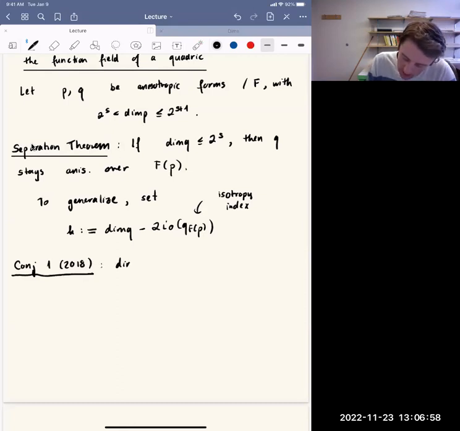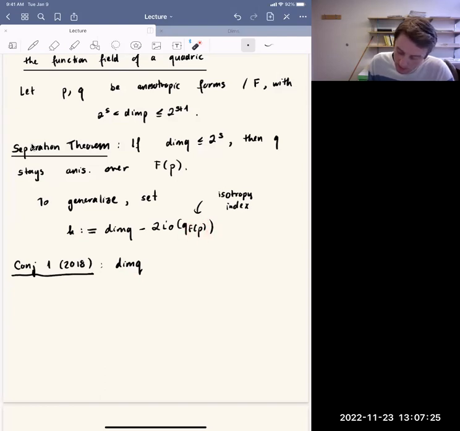What can we say? So what are the possible values? What are the possible dimensions of quadratic forms Q which realize a given value of this integer K, taking into account some information about the form P? And this index here only depends on the stable birational type of P. So we should consider only stable birational invariants of P.